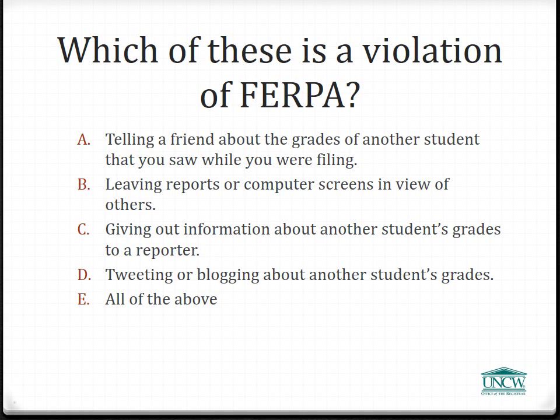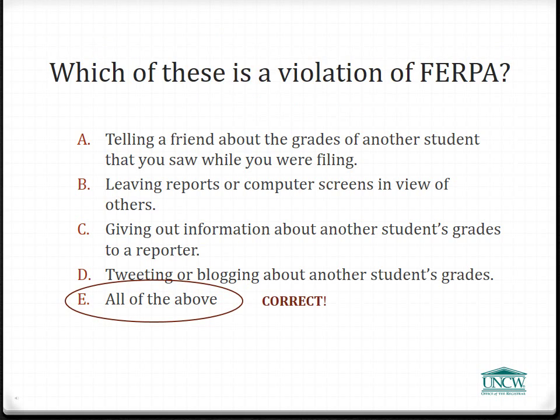Question number 3. Which of these is a violation of FERPA? A. Telling a friend about the grades of another student that you saw while you were filing. B. Leaving reports or computer screens in view of others. C. Giving out information about another student's grades to a reporter. D. Tweeting or blogging about another student's grades. Or E. All of the above. And the answer is E. All of the above.